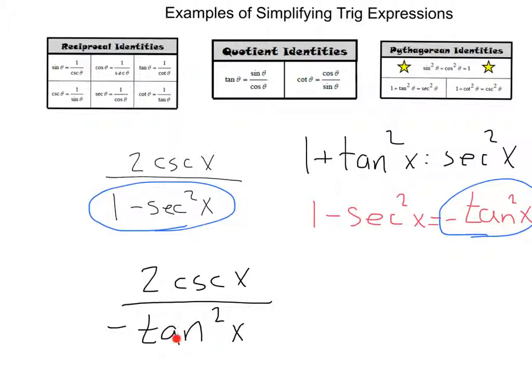Alright, I don't want this tangent squared x in the denominator, but I could use one of my reciprocal identities to move this to the top, right? Tan squared x in the denominator is just like 2 cosecant x times 1 over tan squared x, and I'm just going to move my negative out into the front here. So 1 over tan squared x I can replace with cotangent squared x.